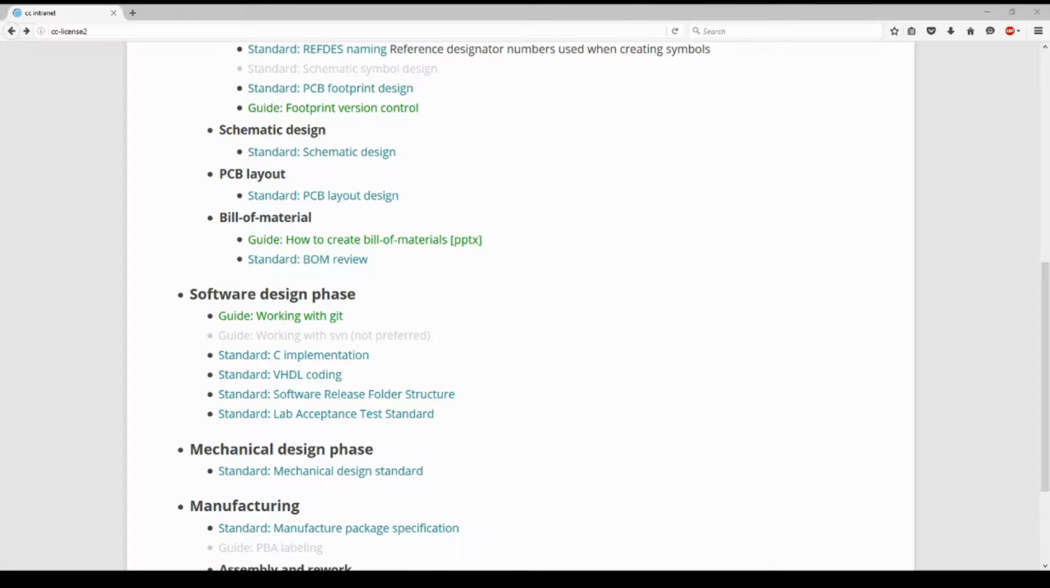Welcome to this tutorial for the designer's PCB layout standard. This will cover the PCB requirement phase checklist table. The standard is located at the intranet.